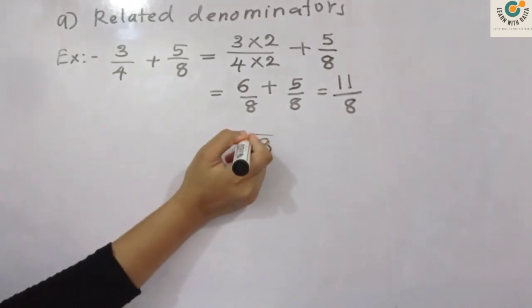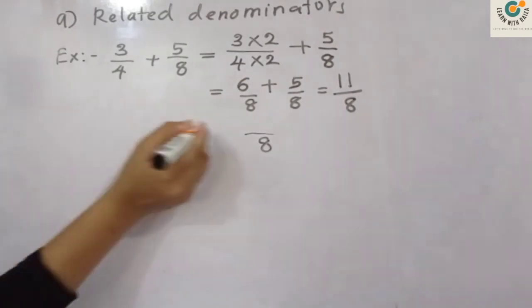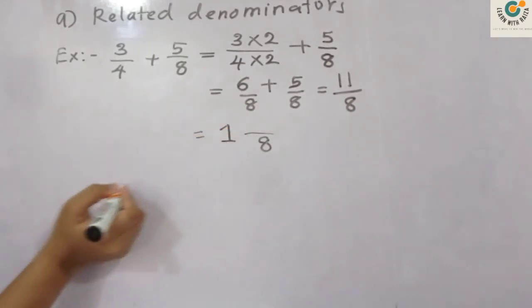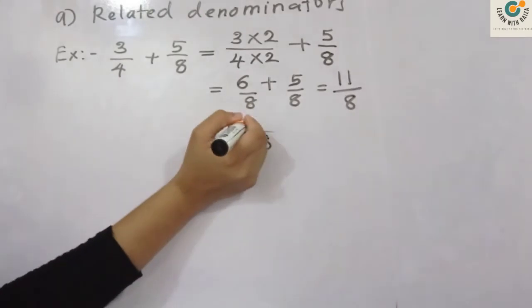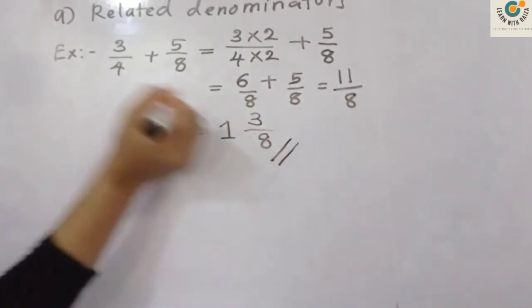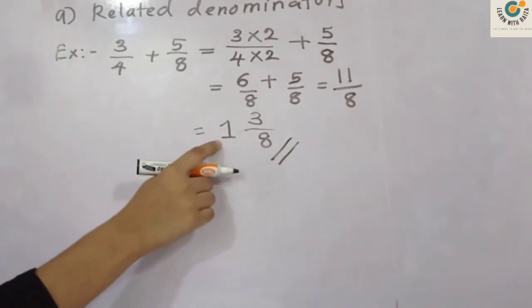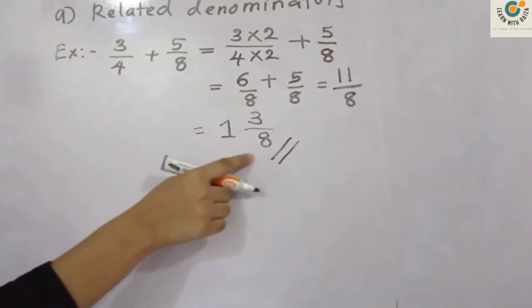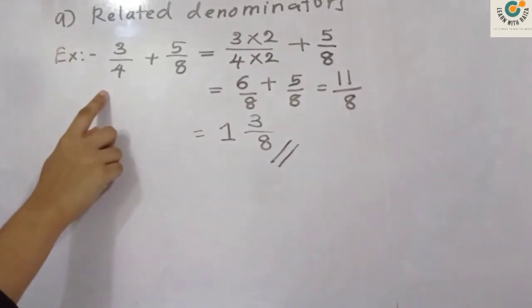So what is closer to 11 in the 8 times table? 8 times 1 gives 8, and to make 11 you should add another, yes, 8, 9, 10, 11, 3 more. So this is the mixed fraction. In the mixed fraction, you should write the whole number that is closer to making 11.